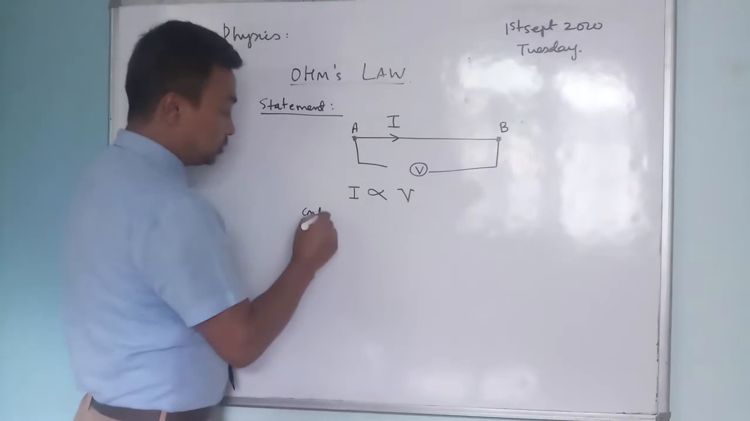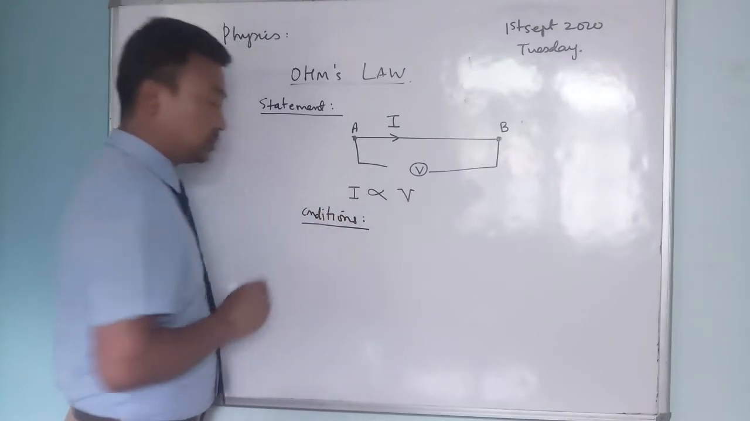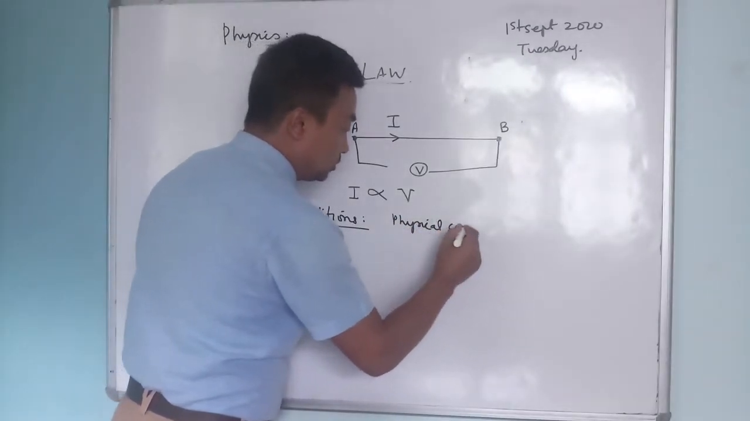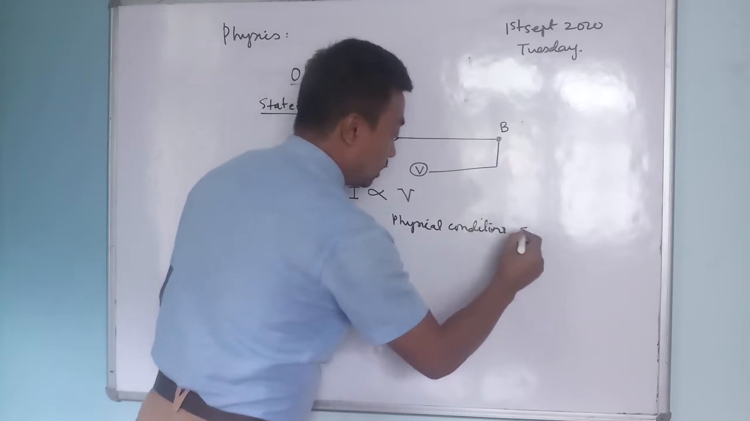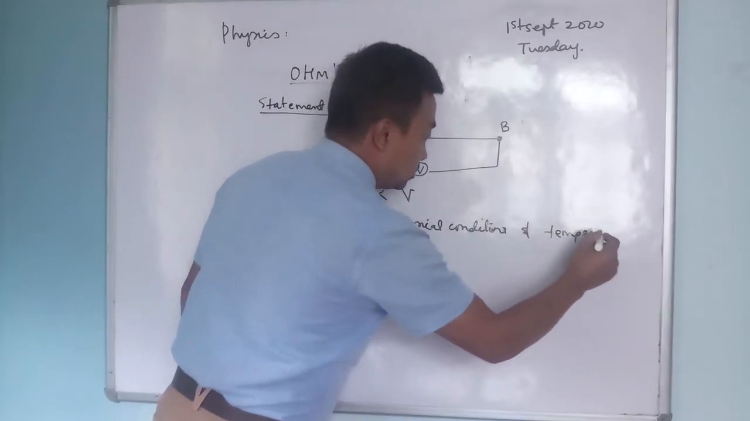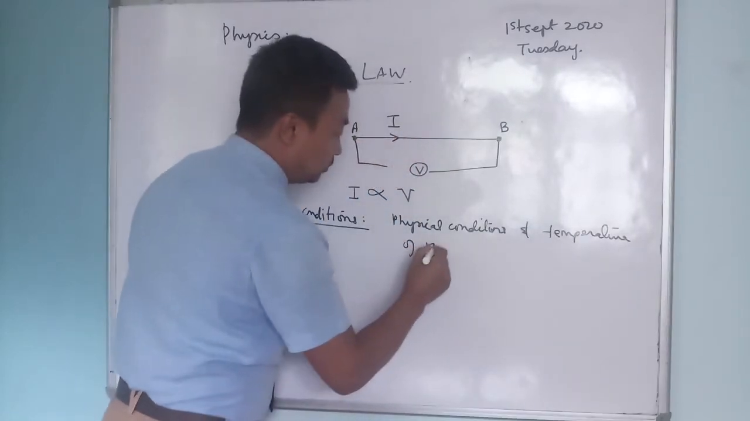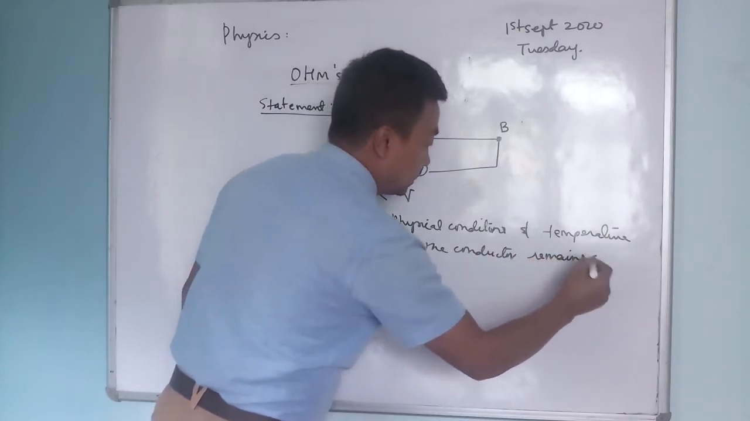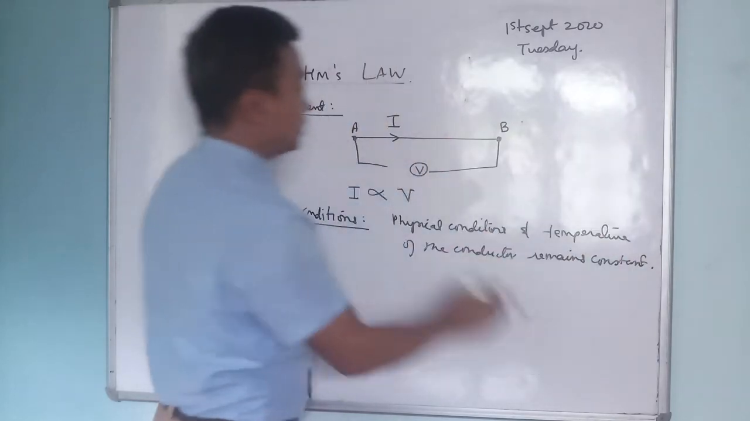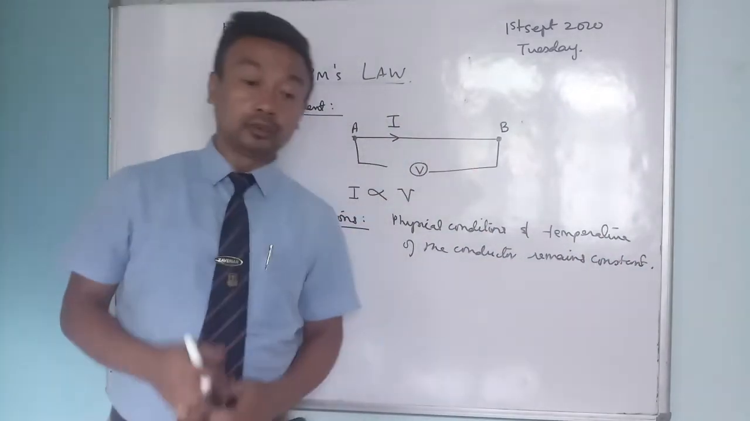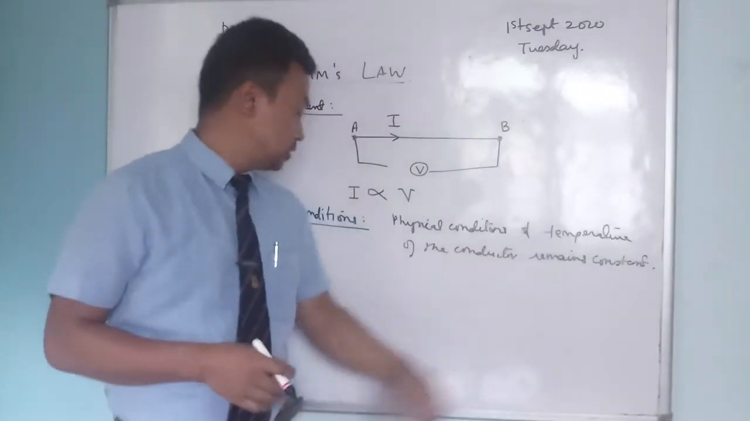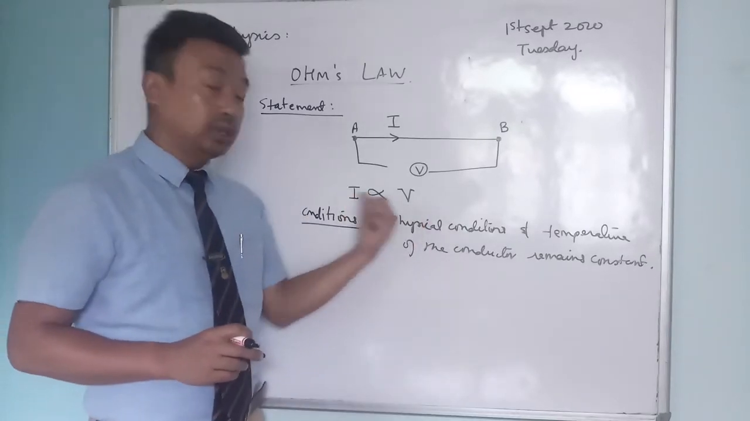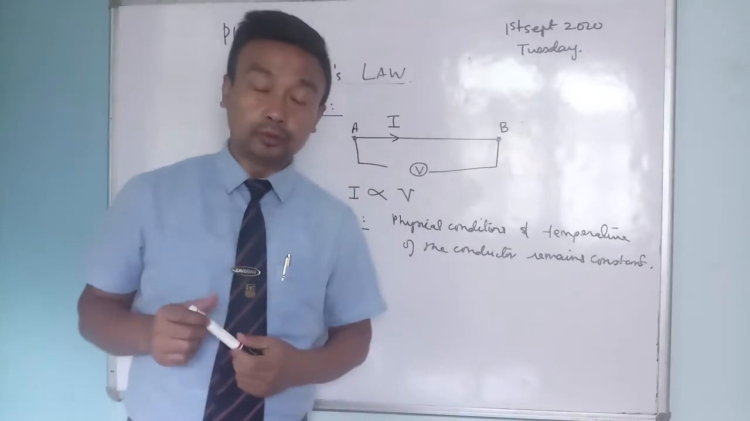And the very important condition is that the physical conditions and the temperature of the conductor remain constant. Okay, so the temperature of the conductor remains constant. If these physical conditions are not fulfilled or these criteria are not met, then this relation may not come true.